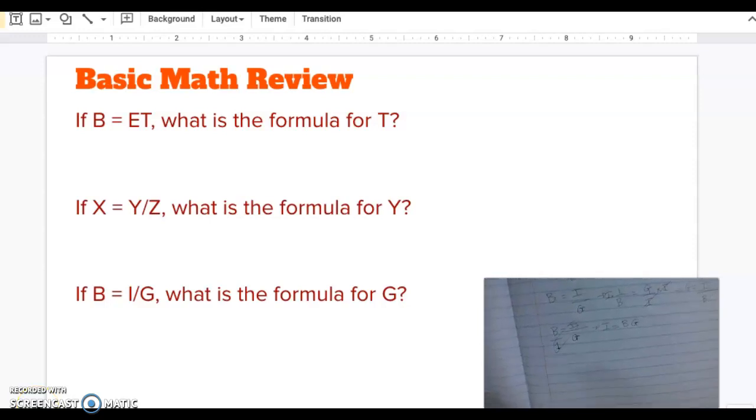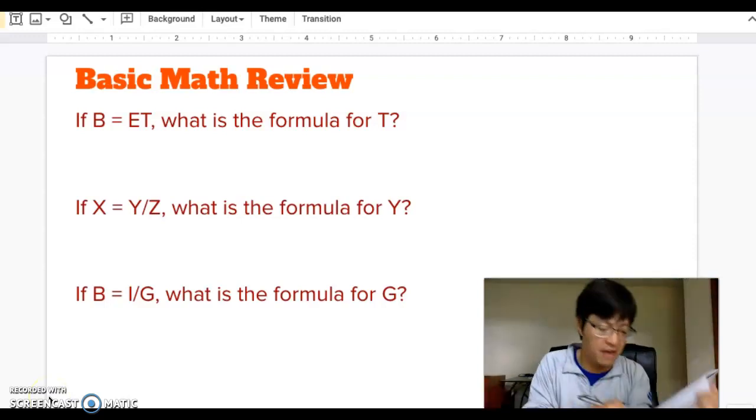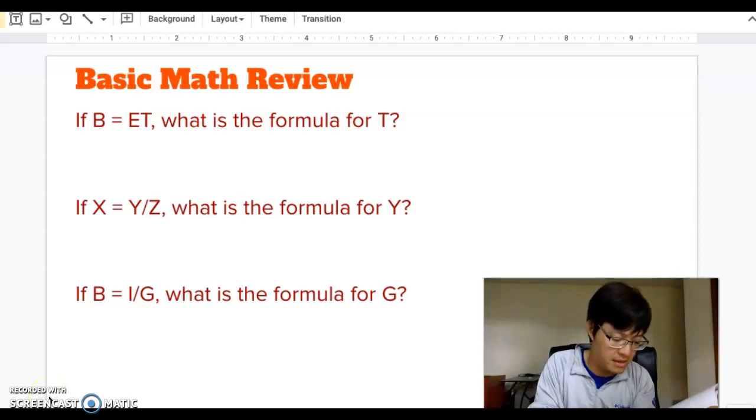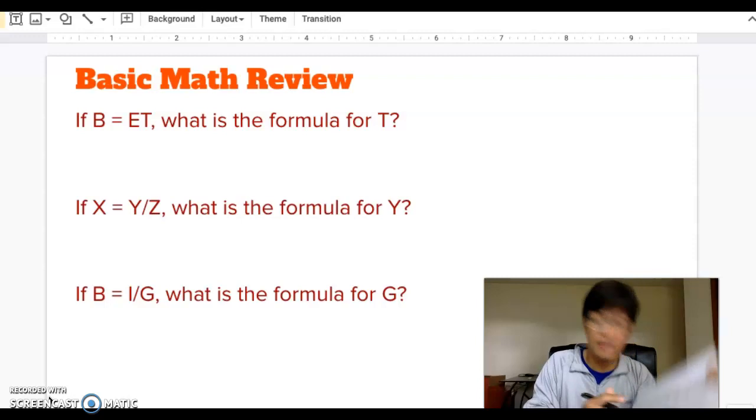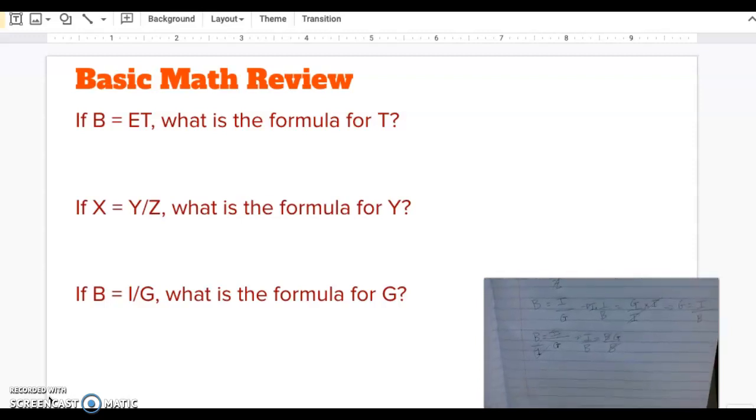And if I want to get that G by itself, all I have to do is get rid of the B next to it, just like that first problem. If I want to get rid of something that's multiplied by, I divide. So I divide both sides by B. So I got rid of the B, and now I have G equal I over B, just like Sophia did.